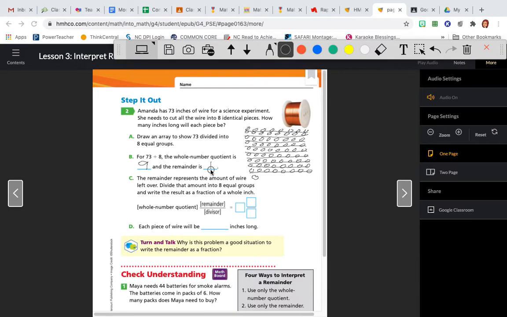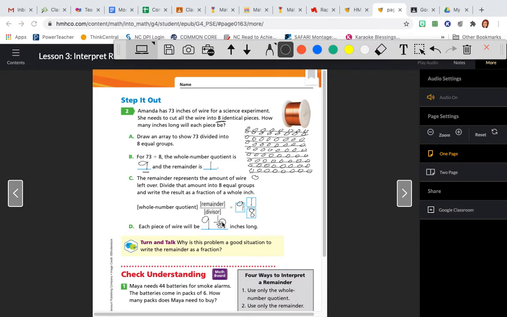So we're going to use information they give us. So what's our whole number quotient that we wrote in part B? The whole number quotient is 9. That's going to go in the first box. What was our remainder? 1. And what if we divide each of our wires into 8? So that's how we write our fraction. So each piece of wire will be 9 and 1/8 inches long.